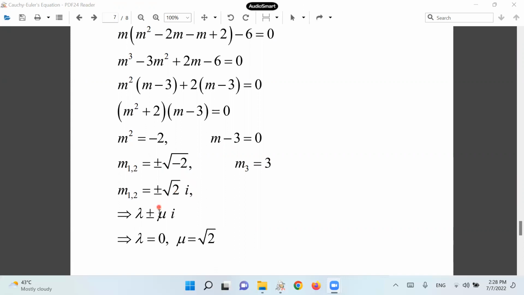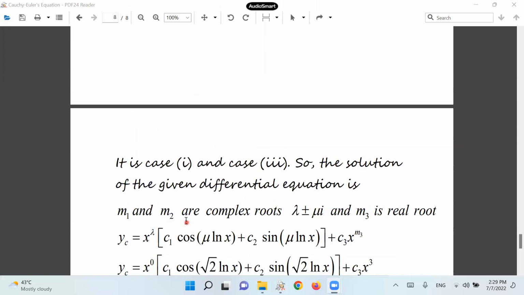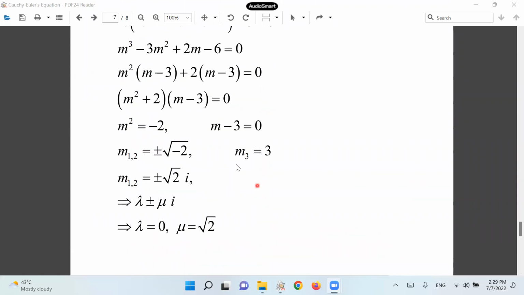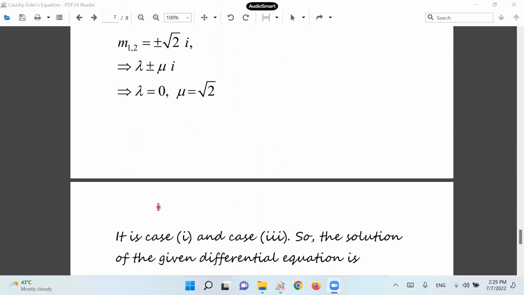And here we can see that this is mu, this is the iota part, but lambda here, we don't have any lambda, there is no constant here. So lambda is equal to 0, and mu is equal to square root of 2, and with that will be iota. Actually, this is case number 1 and case number 3. This is for case number 1, that it is having distinct roots, but here m1 and m2 are the complex roots.